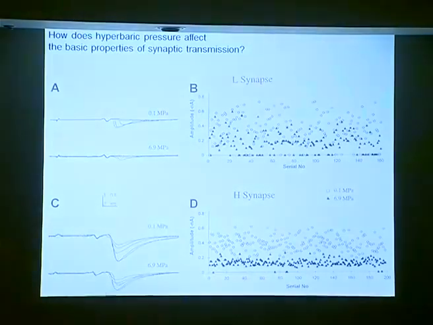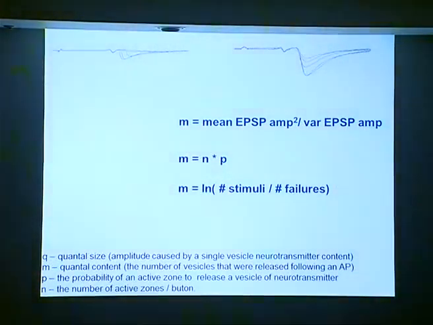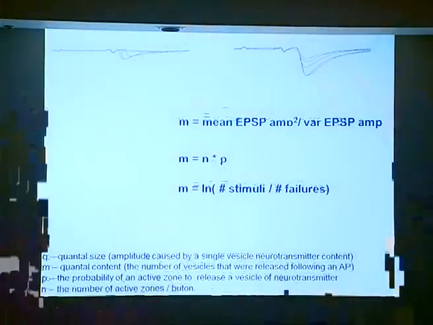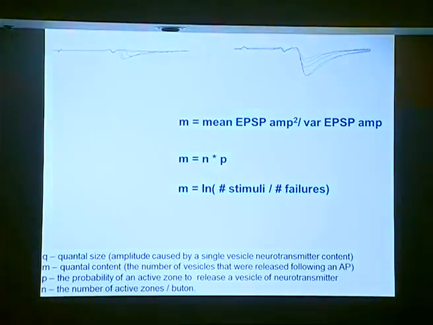So to analyze it, we go back to the basic components of synaptic transmission. Q is the quantal size. What will be the current that we can actually record in response to the release of a single vesicle of neurotransmitter? M is the quantal content of this synapse, which is the average number of vesicles that were released.